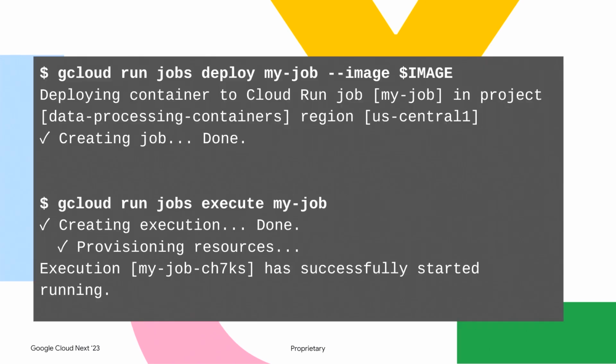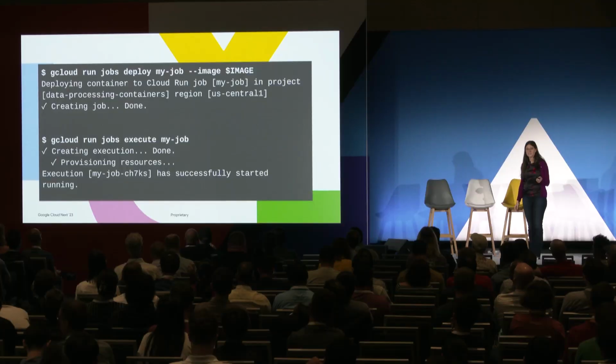This is how you run a bash script in Cloud Run, assuming you've already built your container using either Docker build or Cloud Build. You run gcloud run jobs deploy, you give it a name, and you tell it where your image is. This is going to create a Cloud Run job, which is essentially an object that encapsulates your container, your code, as well as all the configuration around it. And then you run that job with a really simple command.